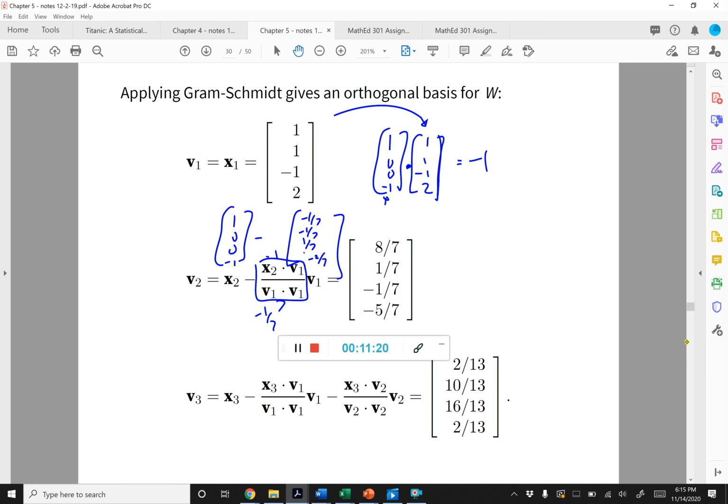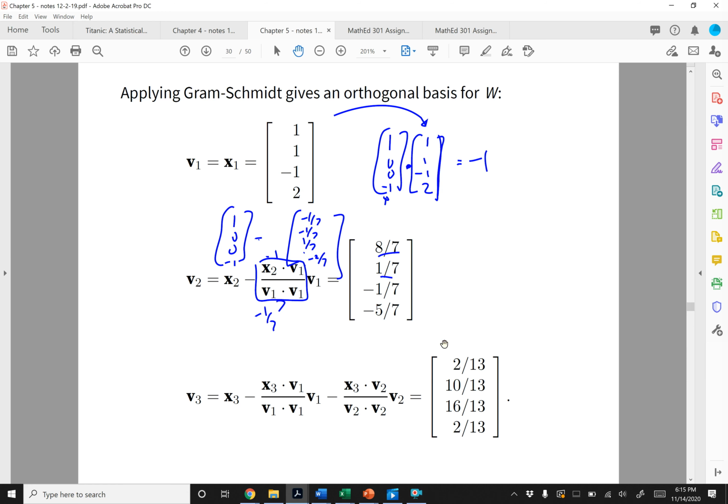And now we can do the arithmetic. We're subtracting a -1/7, so that's adding 1/7. So 1 plus 1/7 is 8/7. 0 plus 1/7 is 1/7. 0 minus 1/7 is... and -1 plus 2/7, because we're subtracting a -2/7, is -5/7. Okay, there, we're good.